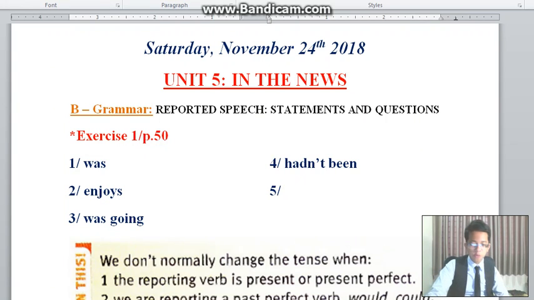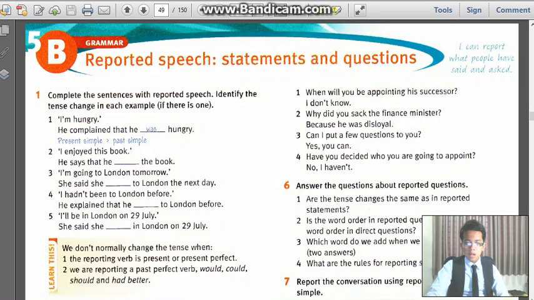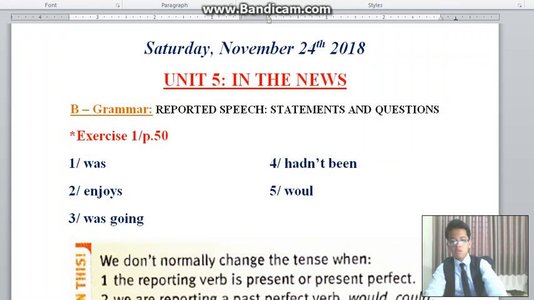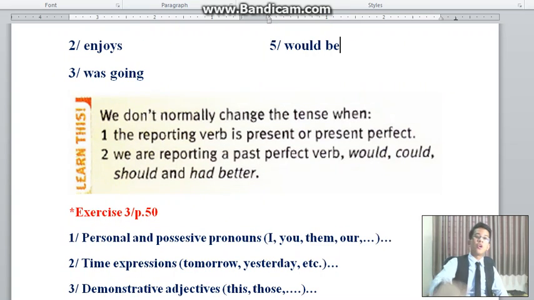And lastly, number 5, I'll be in London on 29th July. She said that she would be in London. Would be. Because the reporting verb is in the past, so we do it normally. So remember to learn this box. We don't change the tense when the reporting verb is in present or present perfect, or when we are reporting a past perfect verb, or would, or could, or should, or had better. So don't change it.